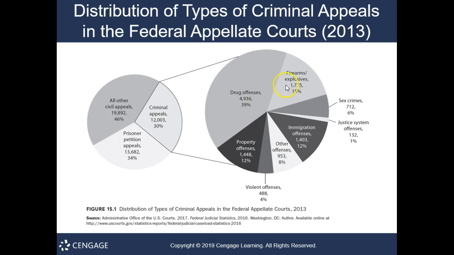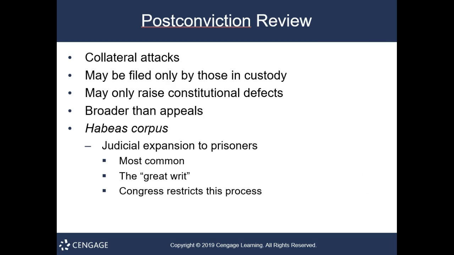The ATF will be involved in firearms and explosives. There's certain property crimes that go across state borders. There's immigration offenses. There's sex crimes, but not as many as in the state. And so we'll see that these percentages seem to be lacking the big 12 of crimes. The reason why is because this is a federal court distribution, not a state court distribution. All right, post-conviction review.